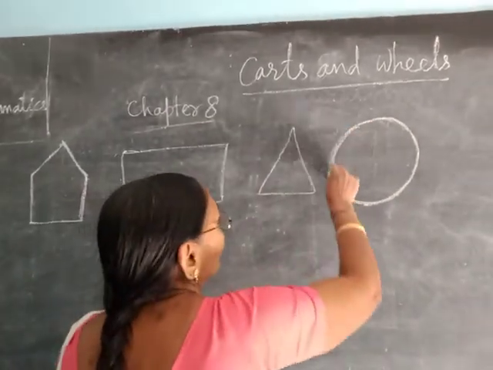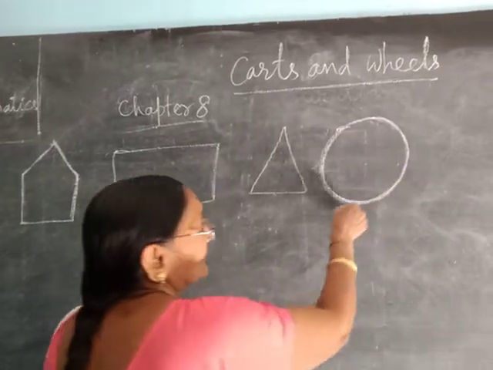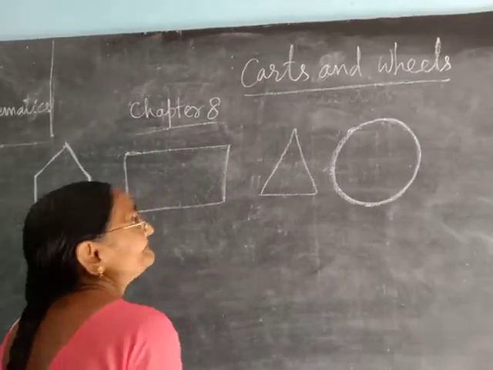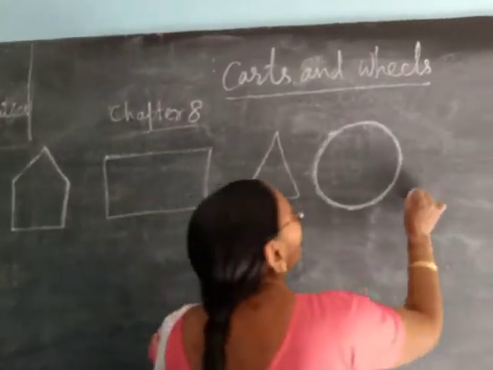It is a curved line. This line is a curved line. So this is called a circle. What is this? This is called a circle.